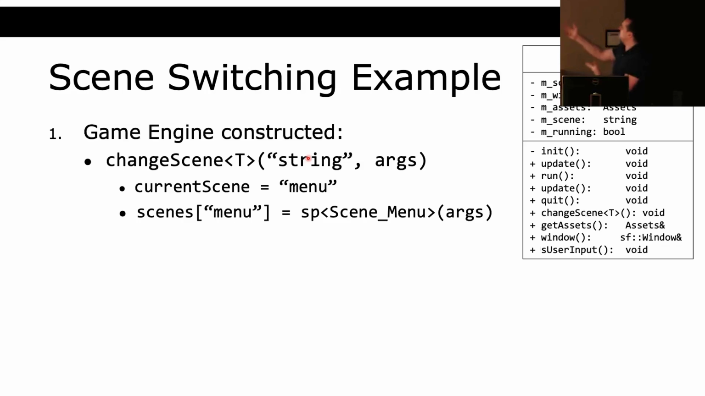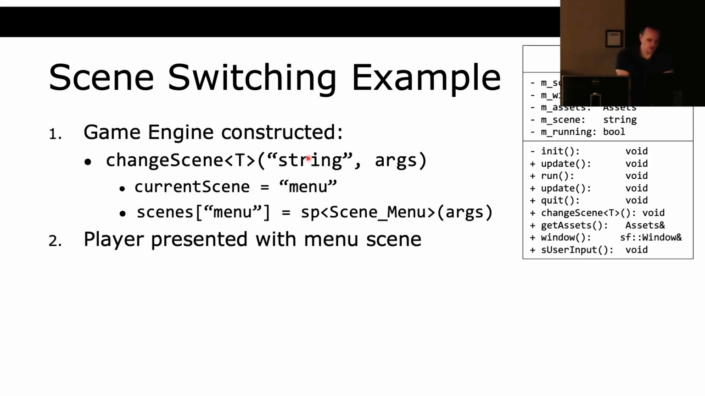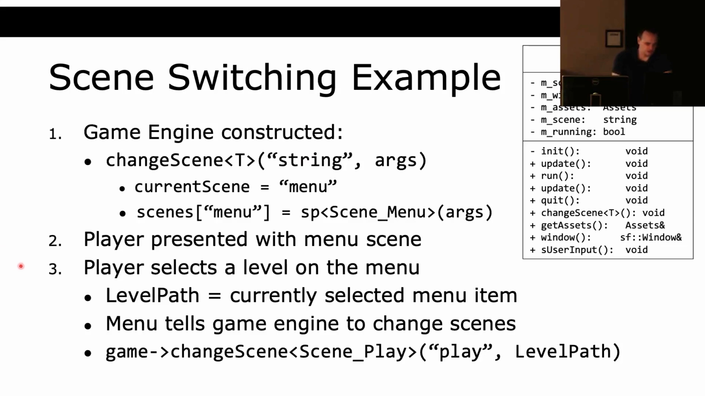But you don't need to do this. You could also just store one scene pointer. That's the current scene, and if I change scene, I just overwrite and destroy whatever scene I had before. But what we're doing by introducing this map here is just allowing several scenes to exist at once. So if I go back to the main menu scene, I still have the same thing selected. The player is selected with the menu scene, and then the player selects a level on the menu. And so level path, that's the currently selected menu item.